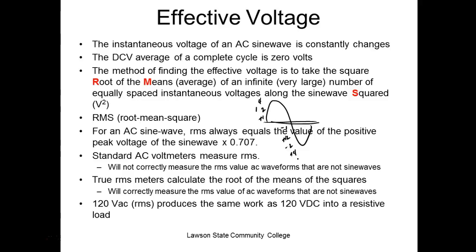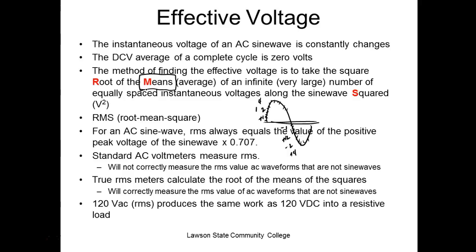Okay. So once I square, if I do this with a lot of spots along this line right here and along that line right there, and I add them together, and then I take the average. Another name for average is mean. Root, mean, squared.